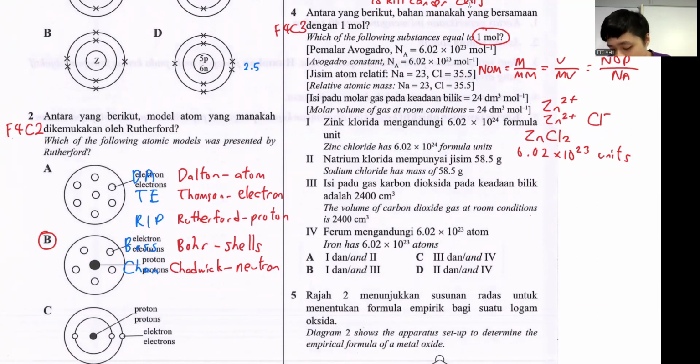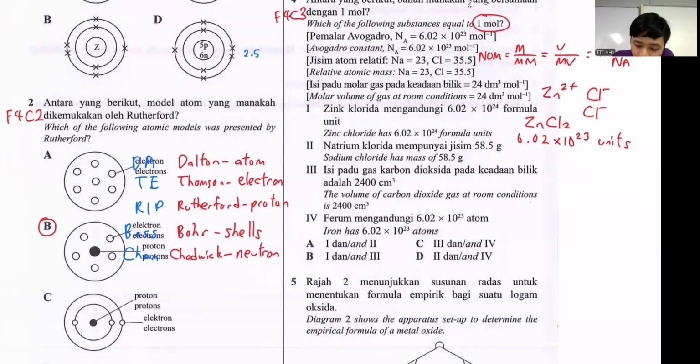Why 3? Because you see that Zn2+ actually has 1 only, and then Cl- has 2. You see, here you have 2 positive, then you have 2 negative here. They can only cancel out the 2 positive. So that's why you need 2 Cl- to cancel out the Zn2+. So in total there are 3 ions. So the first one is wrong.